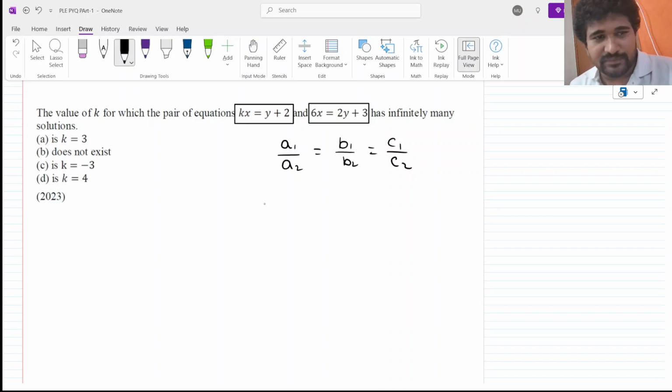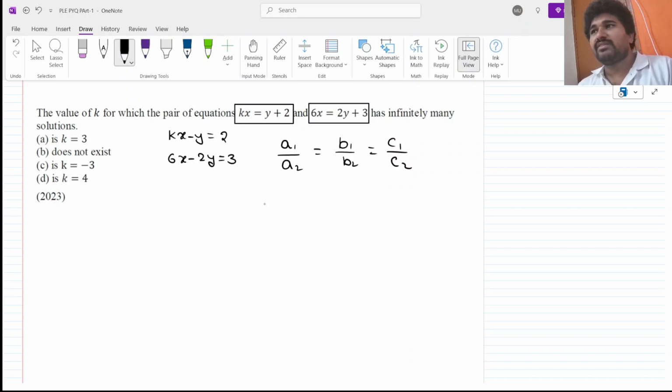So take it. First of all, write it in the proper way. What is the proper way of writing this? Kx minus y equal to 2. Second equation, 6x minus 2y equal to 3. And what is your doubt? Sir, in the previous question, you shifted the 6 into the middle. Always I am writing x first, afterwards y.